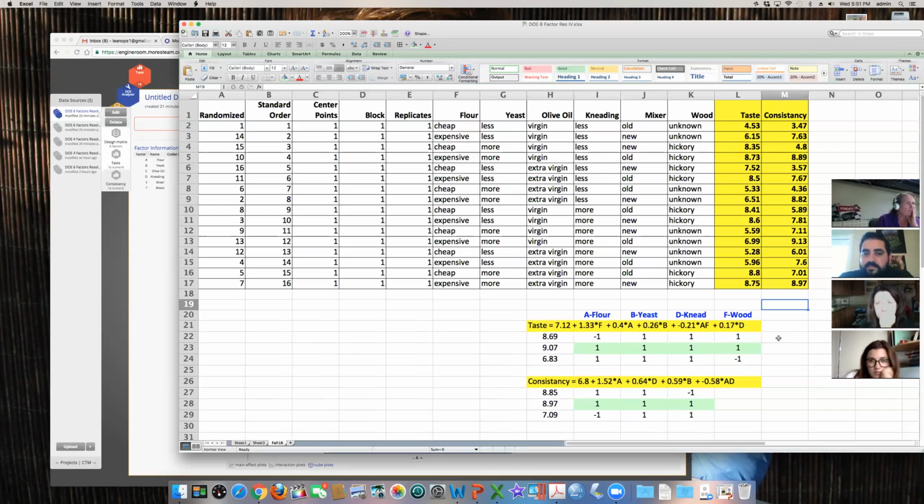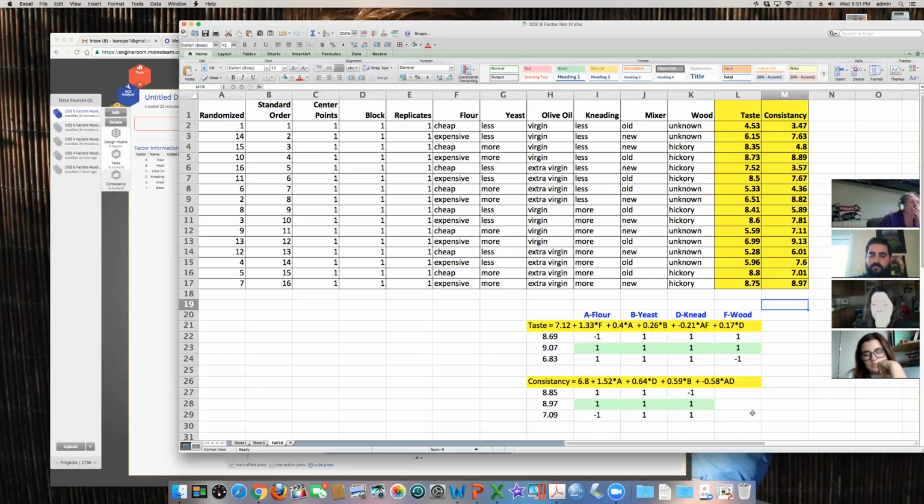Okay. Yeah, and then for consistency, when we look at the outputs, we get this sort of thing for a model where the main effects on flour, kneading, and yeast are still the main effects. And then we have an AD interaction, so an interaction between flour and kneading on consistency. I played a similar game with the negatives, but it still came out that having all positives was the best way to go.